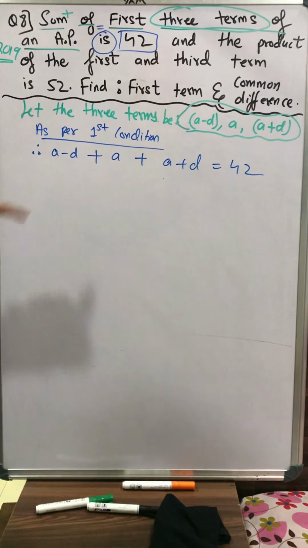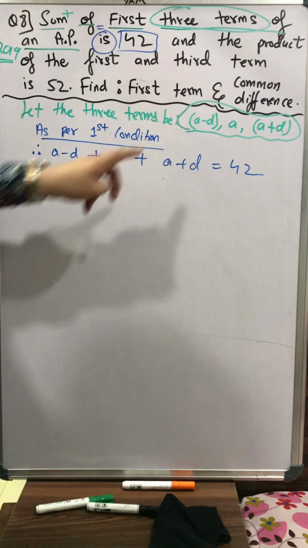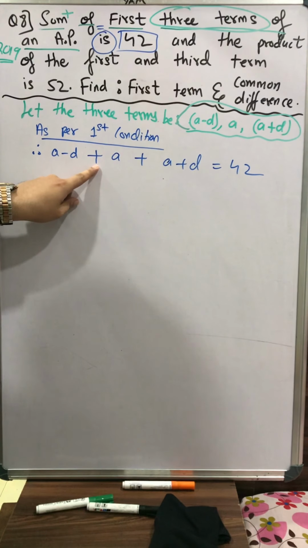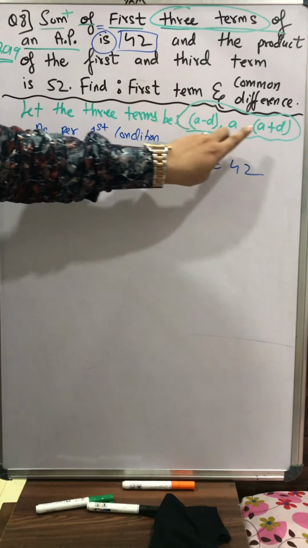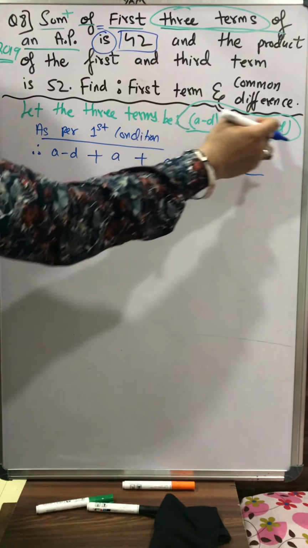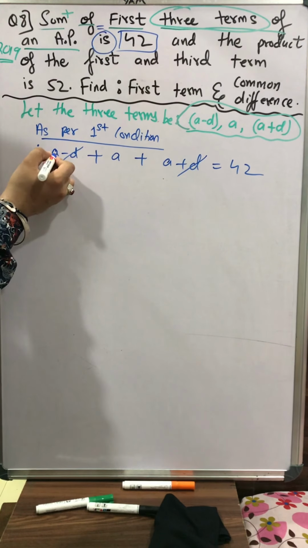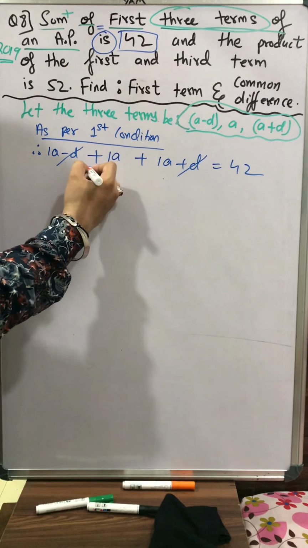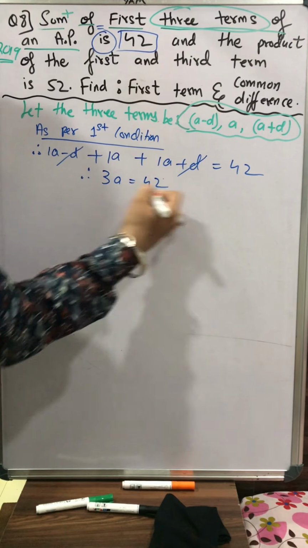Deliberately I have not put the brackets here. Why unnecessarily increase our steps? We always put brackets when we have minus in between, but plus does not make any changes. So a minus d my first term, a my second term, and a plus d my third term. Now see the beauty of why we took this. Minus d plus d gets cancelled. Nothing is in front of a, so it's 1a. So 1a plus 1a plus 1a, therefore 1 plus 1 plus 1 becomes 3a is equal to 42.